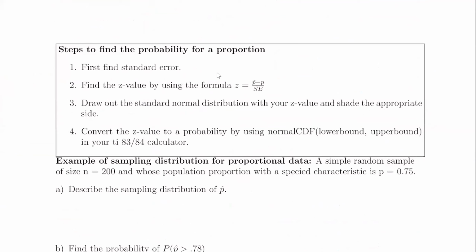Once you find the standard error, we're going to just skip step number 2 and you're going to draw it out. I want you to draw out the normal distribution. And then we're going to do part 4, where we find the probability using normal CDF. So once again, we're going to use normal CDF for this distribution.